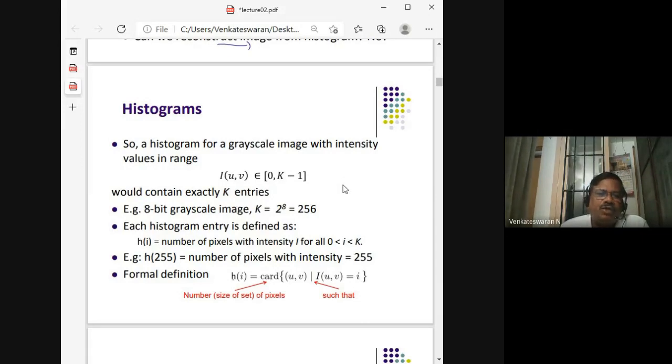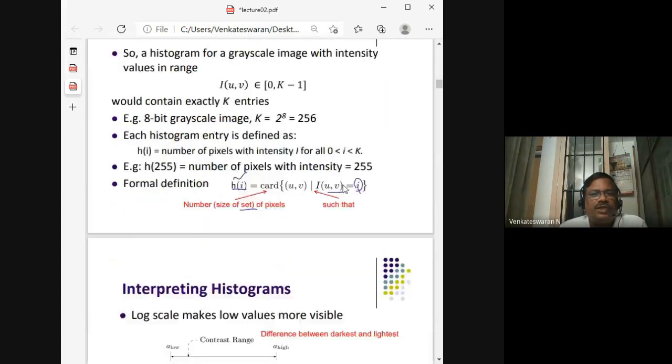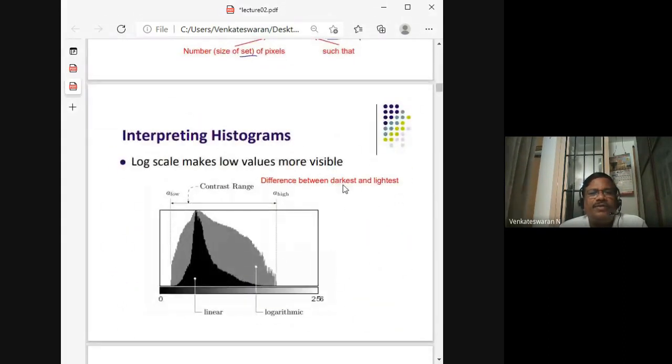H of I tells you how many pixels are there for a particular value. So this is I of u comma v, taking an intensity value I, which is basically H of I, the number of values. So that's how a histogram is basically defined.